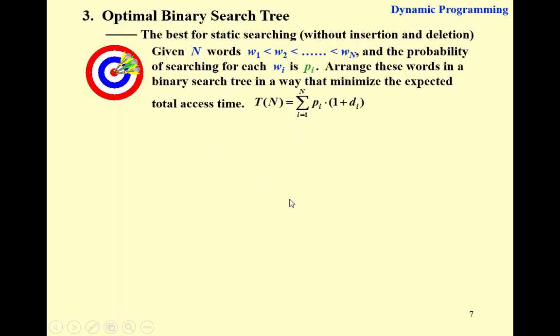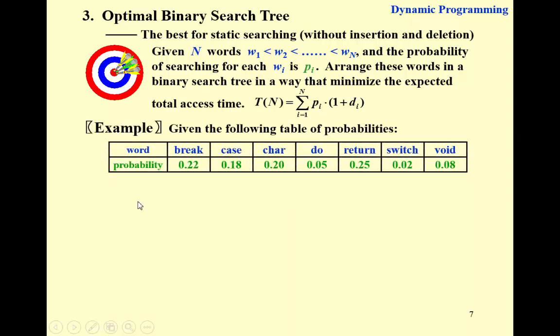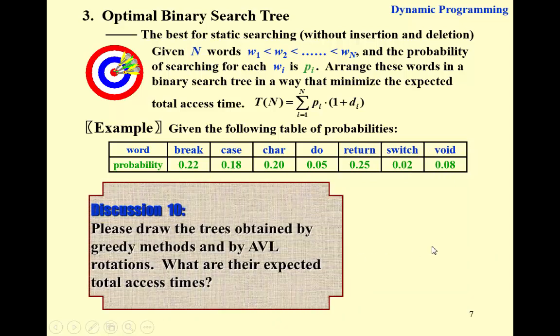Now, let's take a look at one specific example. Say, given the following keywords: break, case, char, do, return, switch, and void. Okay, and these are their probabilities. Now, here comes your first discussion question. Please draw the trees obtained by greedy methods and by AVL rotations, and in the meantime compute their expected total access time. So greedy means we're supposed to be greedy on their probabilities.